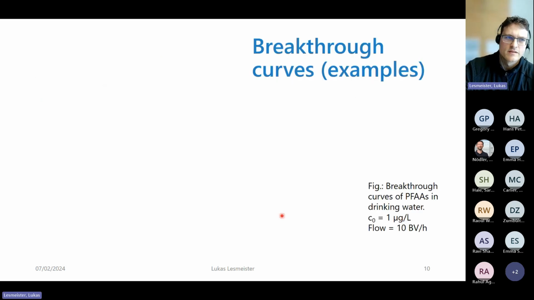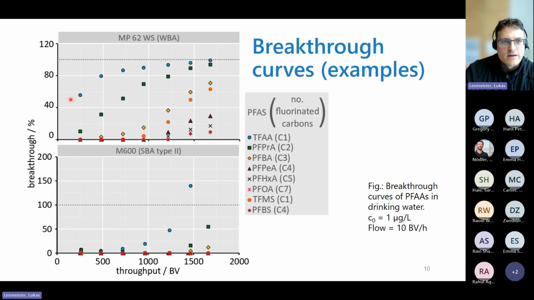We see the same principles when we compare breakthrough curves of a laboratory scale column test. Here, the weak basic resin we see at the top and the strong basic resin at the bottom. We also see the chain length dependency here, earlier breakthroughs for the smaller chain lengths. And we see that the time until breakthrough is much later when we compare TFA, for example, for the strong basic resin compared to the weak basic resin.